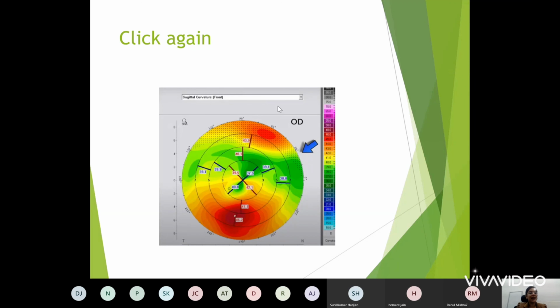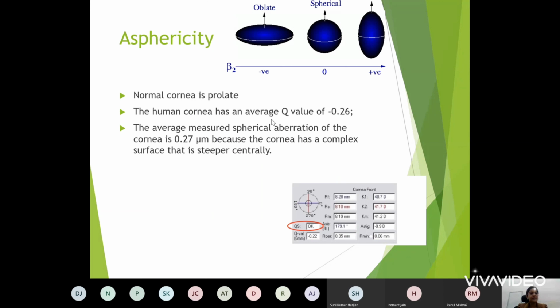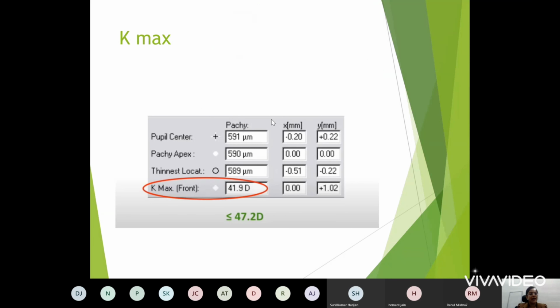If we see black dots as seen here, these black dots mean the scan was not taken properly. You need to take the scan again. Coming to asphericity, the Q value should always be less than -1. Normal cornea is prolate. The human cornea has an average Q of -0.26. The average measured spherical aberration of the cornea is 0.2 microns because the cornea has a complex surface that is steeper centrally. Coming to the Kmax, it always has to be less than 47.